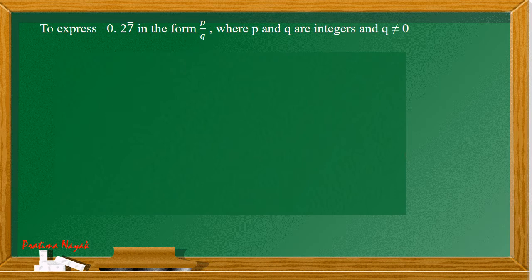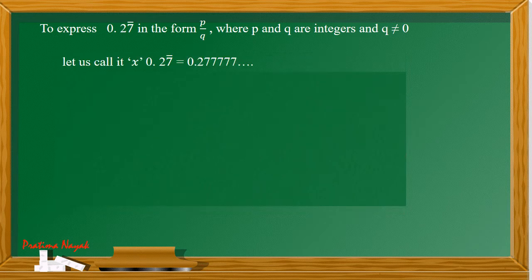Express 0.27 in the form of P by Q. Here I just changed the pattern. You see that 2 and there is an overhead bar on 7. That means here 2 is not repeated, 7 is repeated. So what will be x? X will be 0.27777, not 27. So mark it very carefully. When this type of recurring decimal is there, I'll multiply again 10 with it, so that the decimal will shift after 2 and 7777 will be the decimal part.